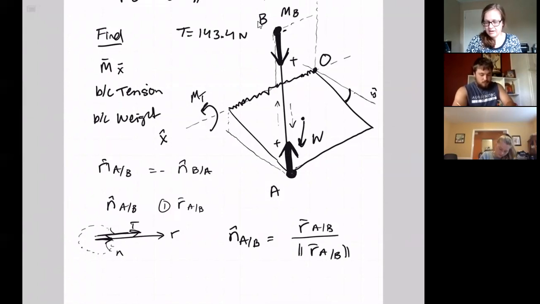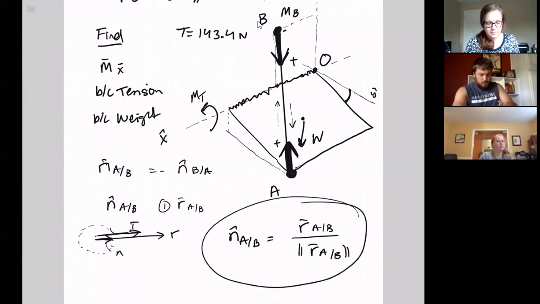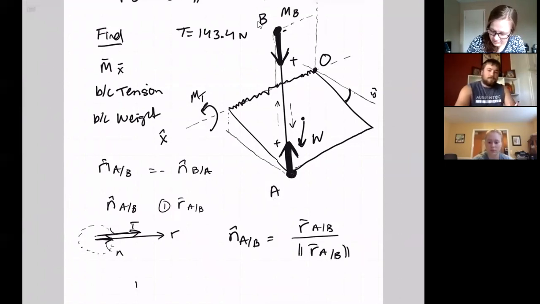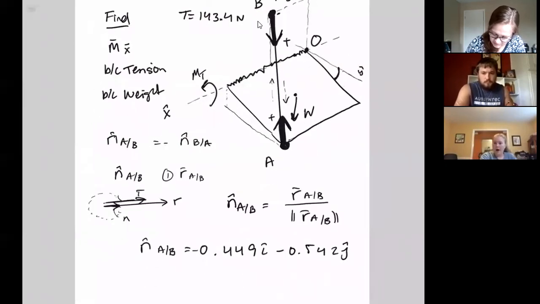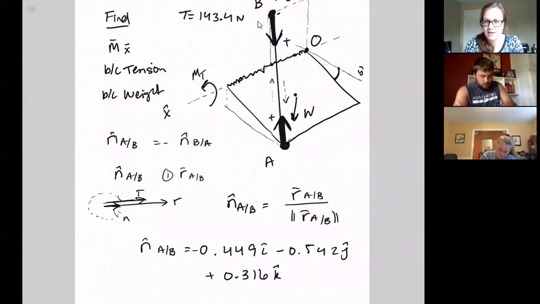And in the solution online, it goes through this in detail, but I am not going to do that. I'm just going to give us the components of A with respect to B. So that is negative 0.449 in the I direction, negative 0.542 in the J direction, plus 0.316 in the K direction. So you can solve for that with R_AB over the magnitude of R_AB. And don't forget, if you're using this in Wolfram Alpha or MATLAB or whatever have you, the function for this is norm. That way you don't have to type in all the square root of the sum of squares. It'll save you some simple errors that you get when you type that out a lot.